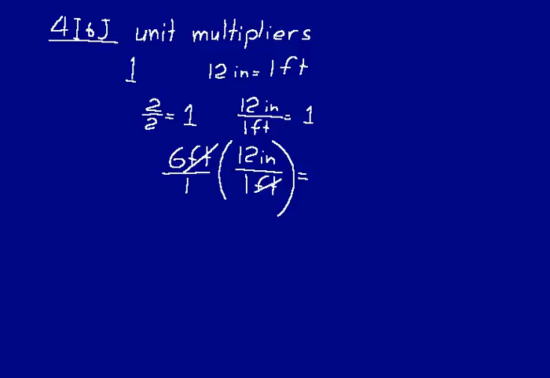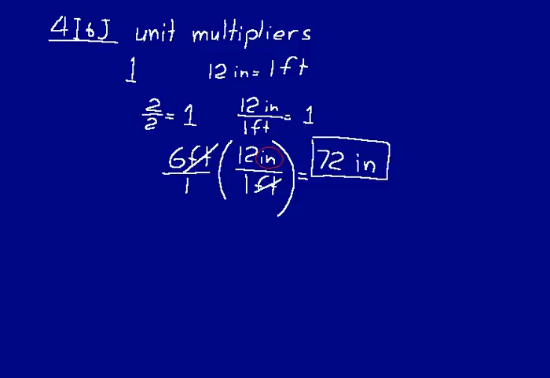So look at the two numbers in the numerator. 6 times 12 is 72. Over 1 times 1, those are the numbers in the denominator, so that just equals 1. So we can just write our answer 72. And then look at the units that we have left. The feet canceled, and so we've got inches there. That's the unit that we wanted. We were converting feet to inches, and so that's the unit that we put in our answer. 72 inches is the answer.